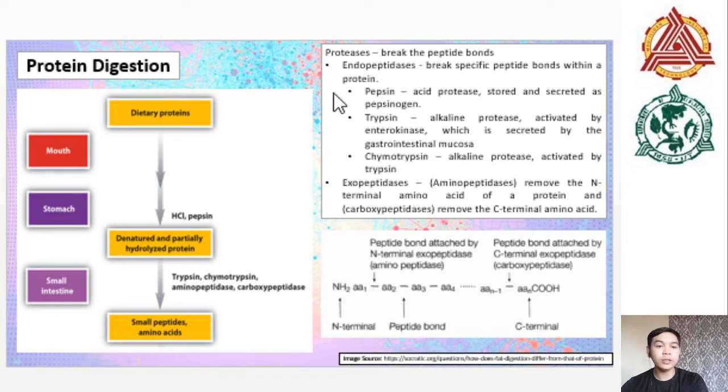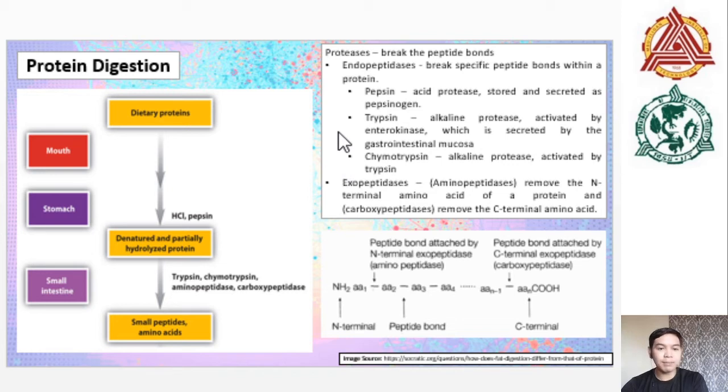There are a number of endoproteases which work at a low pH. They include pepsin, which is stored and secreted as pepsinogen. Other proteases have an alkaline optimum pH. Included in this group are trypsin and chymotrypsin, secreted as trypsinogen and chymotrypsinogen respectively.